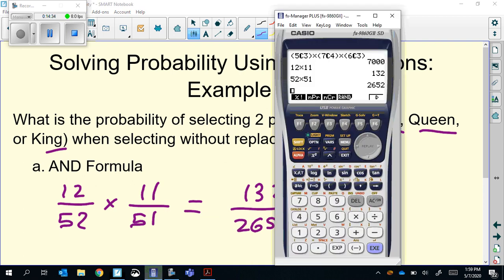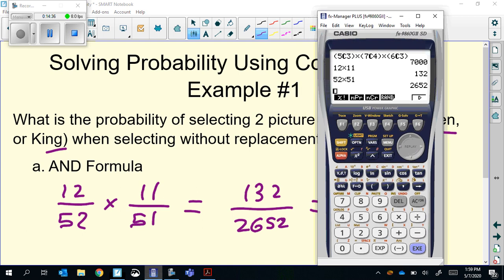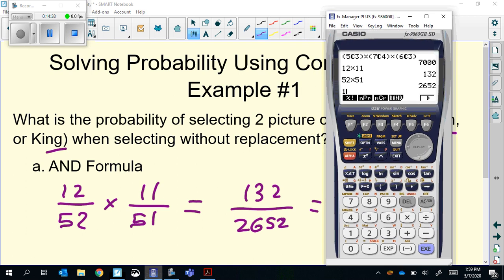And then we can reduce that by typing it as a fraction and get our decimal or whatever we want to do. So it's 11 over 221, or if you wanted a decimal, you can change it. It's about 5%, but 11 out of 221.